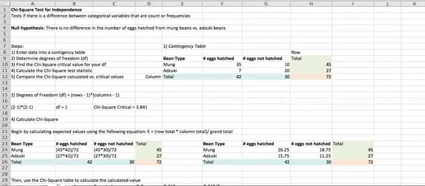So let's walk through an example. Here we're going to be working with the null hypothesis that says there's no difference in the number of eggs hatched from the mung beans or the adzuki beans.